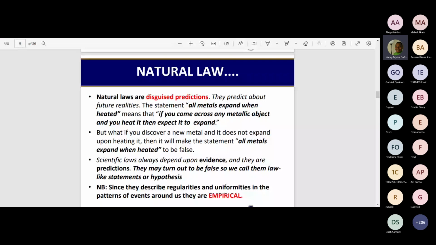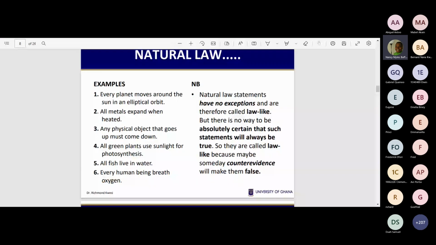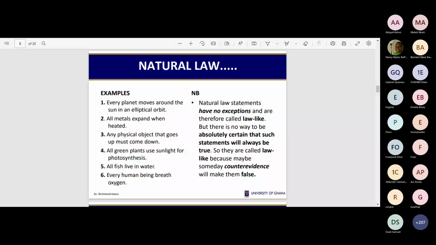We will have to go and revise it and say, hey, not knowing, it's not all metals that expand when heated. You see? On your screen now, not knowing, it is not every planet. Look at the left side of your screen. Examples of empirical laws, also called natural laws or scientific laws. Okay. Not knowing, it's not every planet that moves around the sun in an elliptical orbit. Apparently, not all of them were like that.